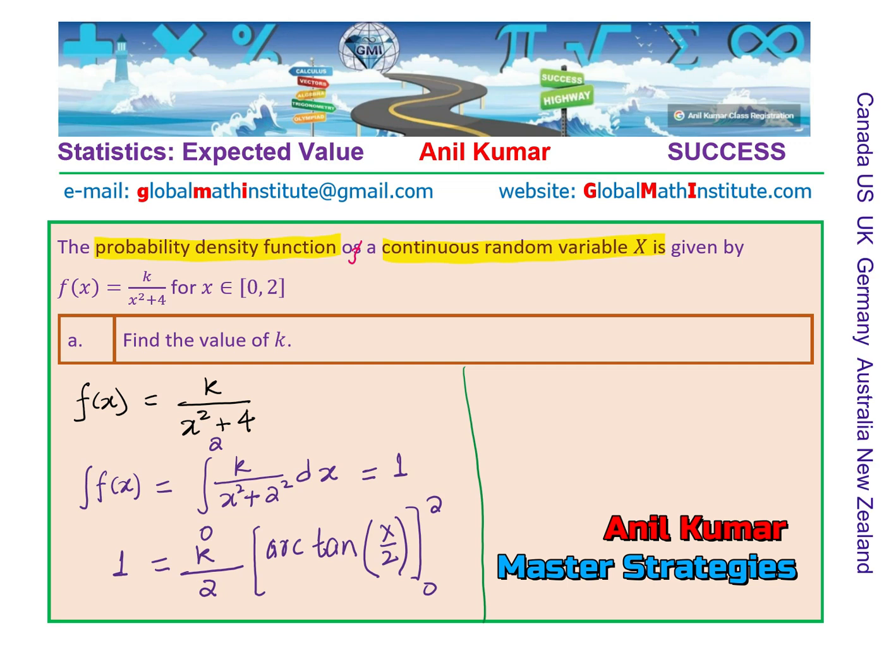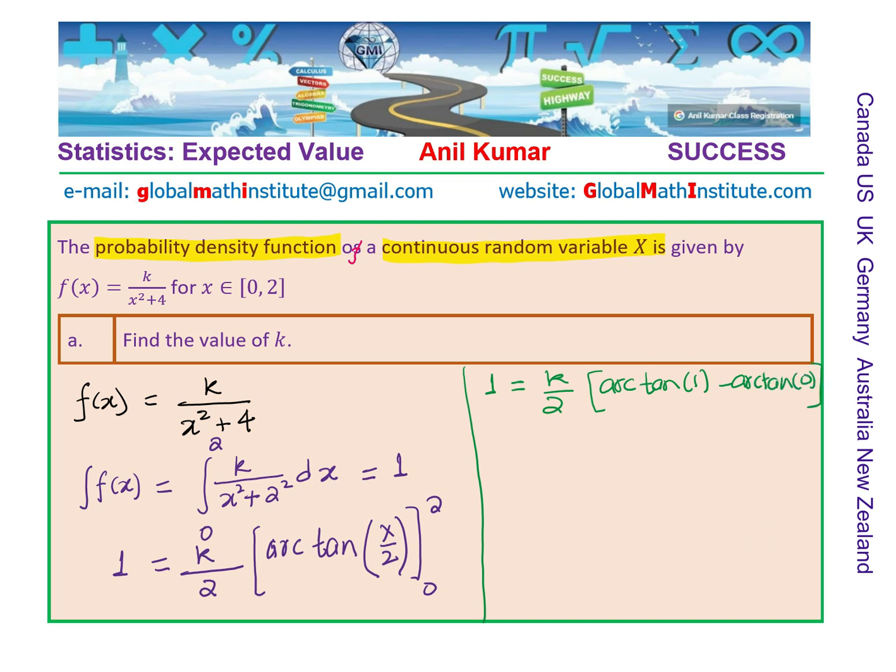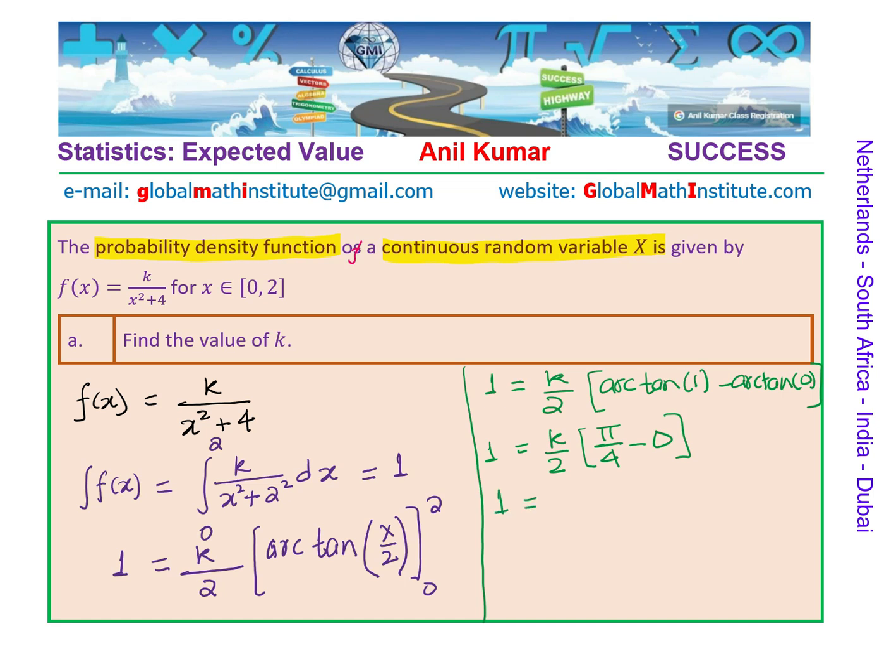So we get 1 equals k over 2, and here we have arctan of 2 by 2, which is 1, minus arctan of 0. So 1 equals k by 2 times pi by 4 minus 0. So 1 equals k pi by 8. Cross multiply to get the value of k, which is 8 by pi. So that is how we find the value of k.